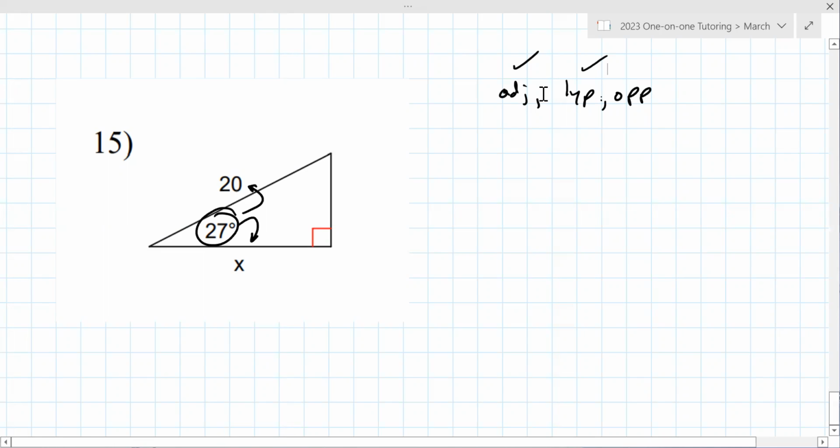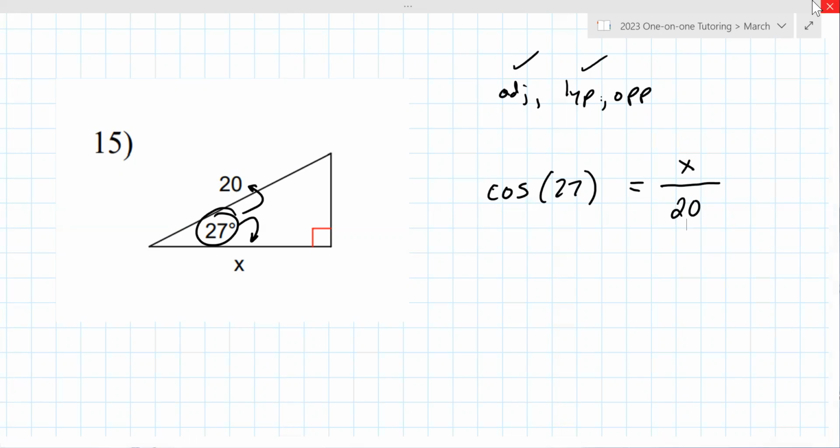Now, which of the three trig functions uses adjacent and hypotenuse? Like the cos. Yes, cosine. All right. So cosine of 27, notice you have to take the cosine of an angle, the angle goes in there. Now you just said it, it's adjacent over hypotenuse. X over 20. Good. So will you solve that for us, please?